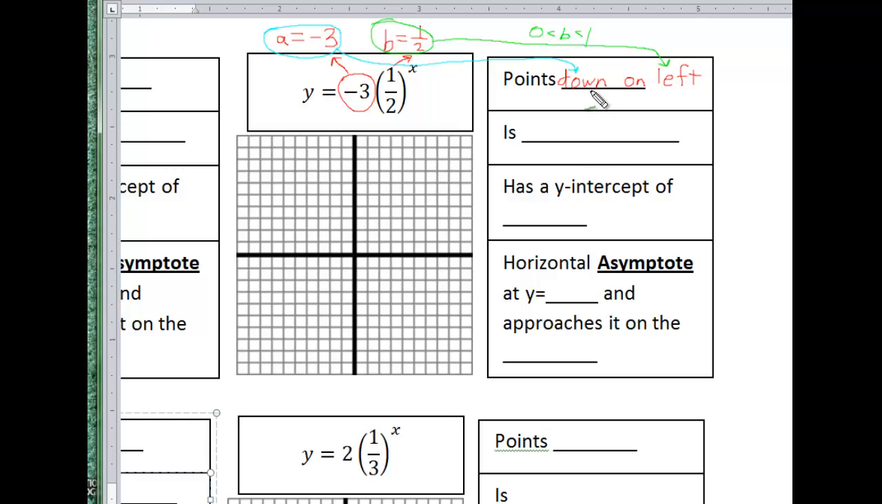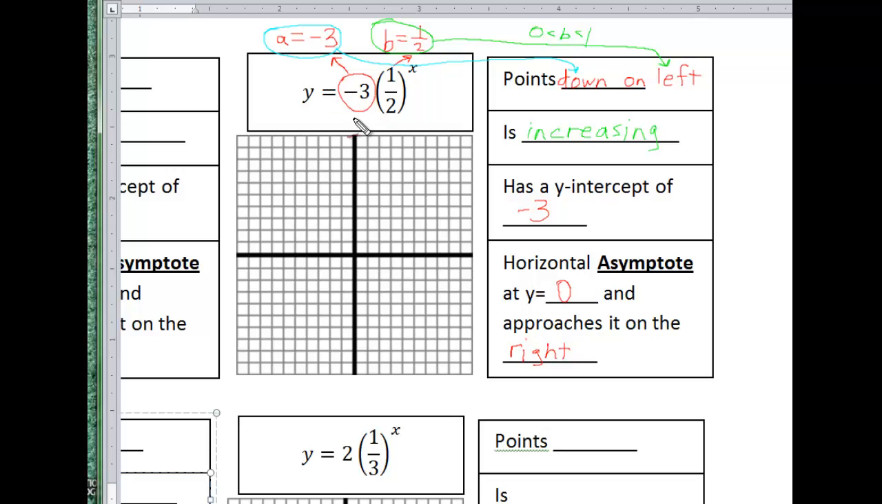Now, what do we know? It's going down on the left, which means it's going to be a rough curve, something like this. Well, down on the left means it is increasing. Again, the y-intercept is simply A. So the y-intercept is -3. Horizontal asymptote is always 0, and it approaches on the opposite side, so it approaches on the right.